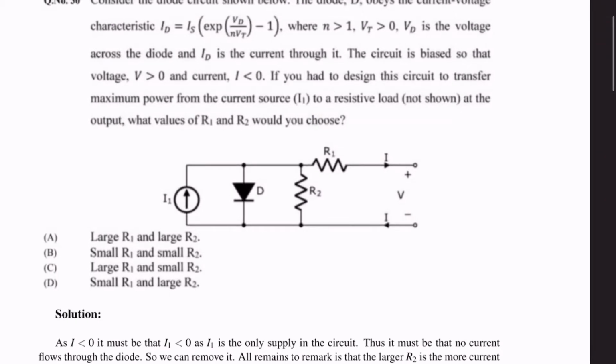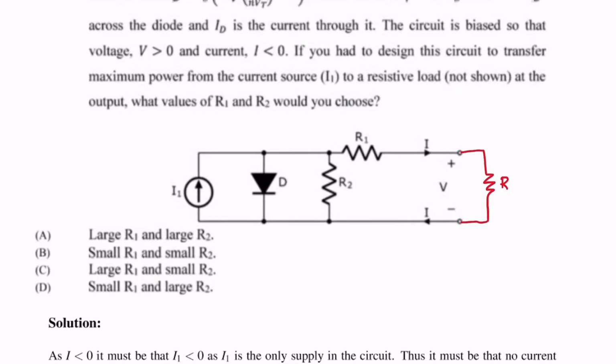So in this question, we are given that during the operation there is a resistive load RL, or R in this case, attached across the output port. There is a port across which V is mentioned, and we need to choose between large and small for the values of R1 and R2 so that the power dissipation in R is maximized. And by power dissipation, of course, we mean the magnitude of current passing through the resistor.